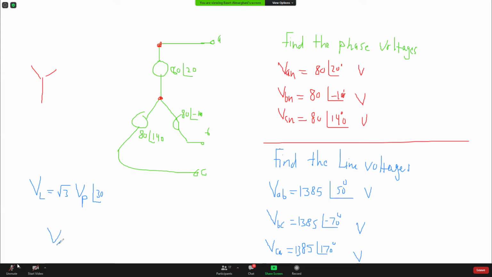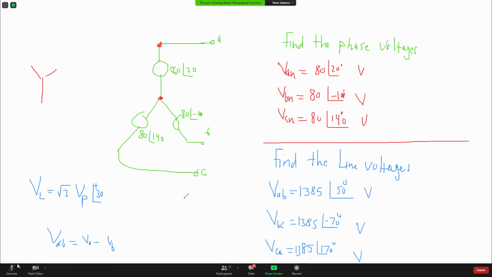VAB, basically, another way to do it is just VA minus VB. So you take VA minus VB, and you're going to get this answer. A quick way, you just take the magnitude, multiply it by square root of 3, and the angle, you add 30 degrees to it. So you take 80 times square root of 3 and add 30 degrees to this angle. This is for the Y connection. Are we okay here?